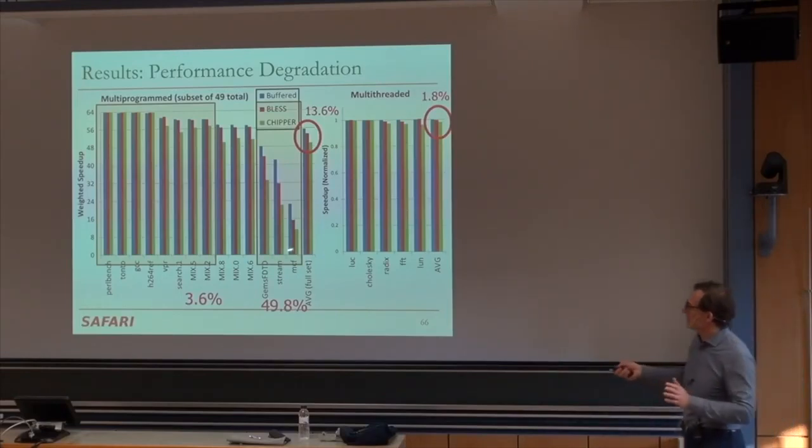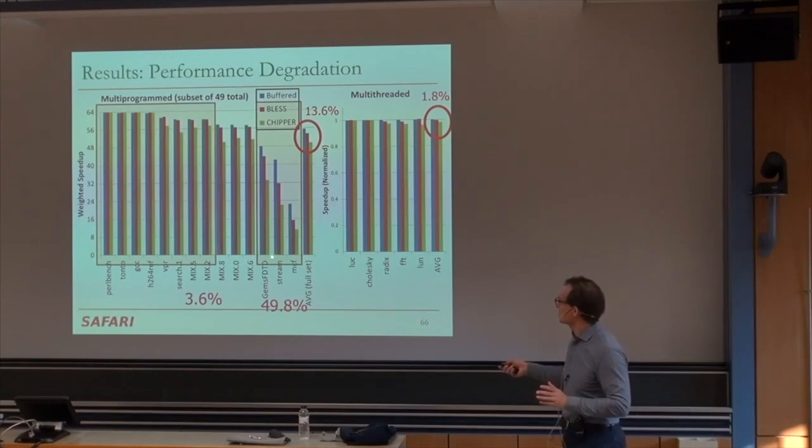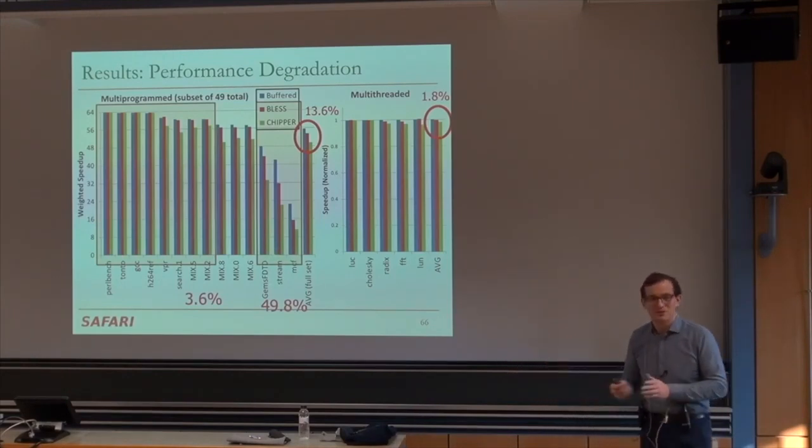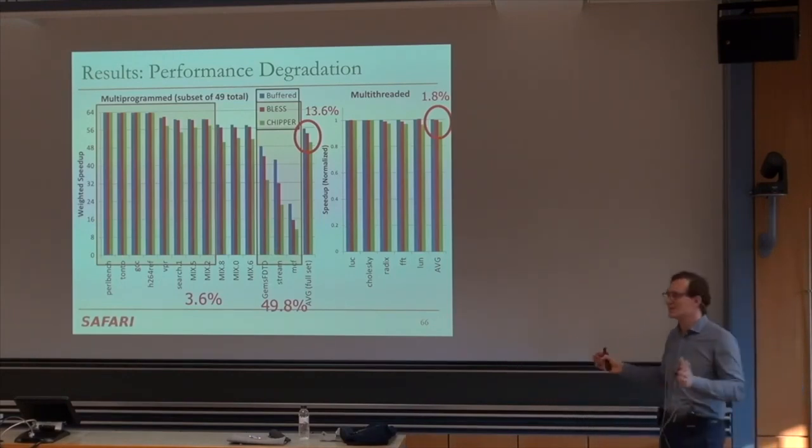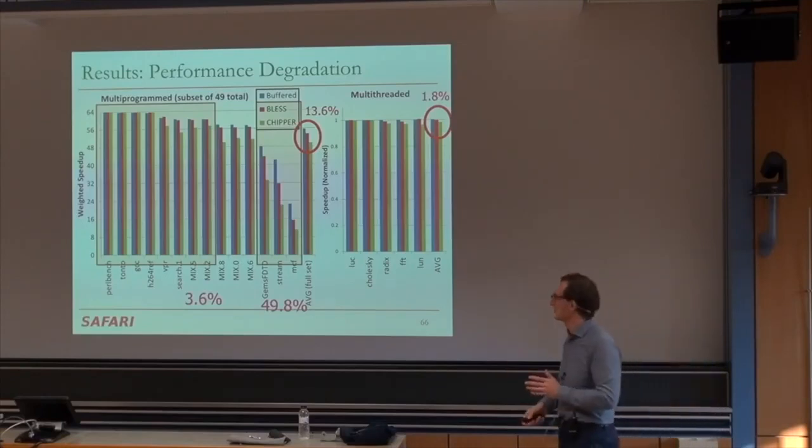Now you could argue that these may not be extremely realistic workloads because this is a stream workload, for example. Almost every access is a cache miss. And as a result, you're really exercising the network.